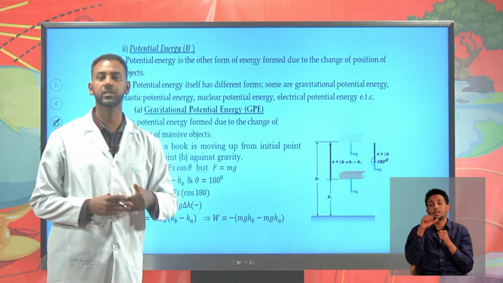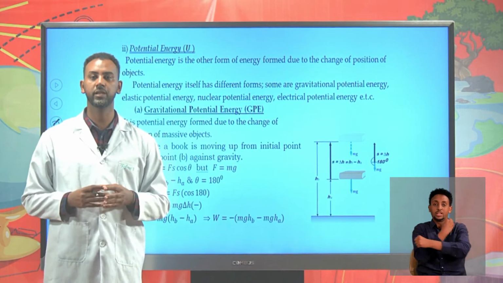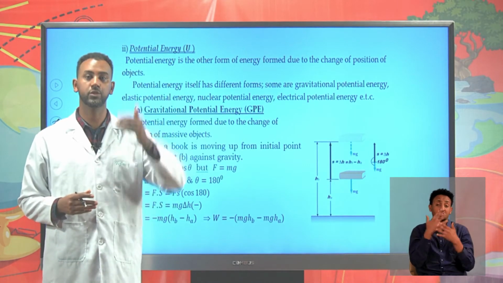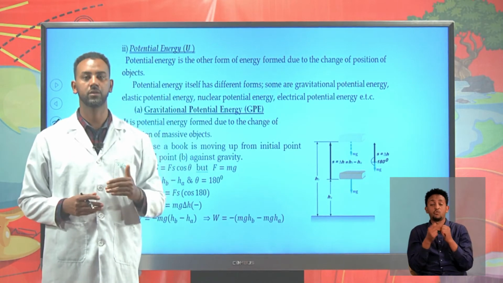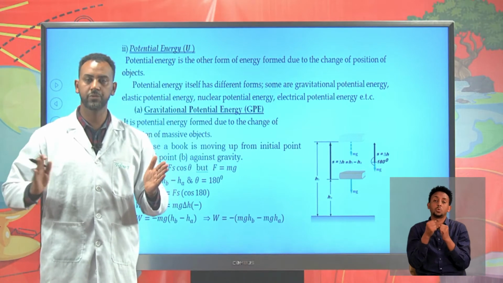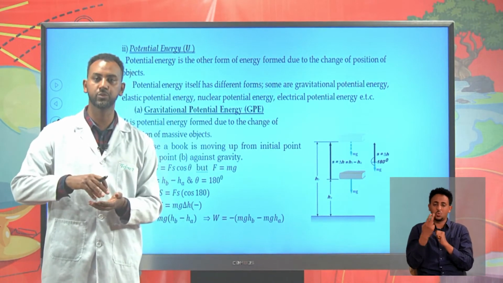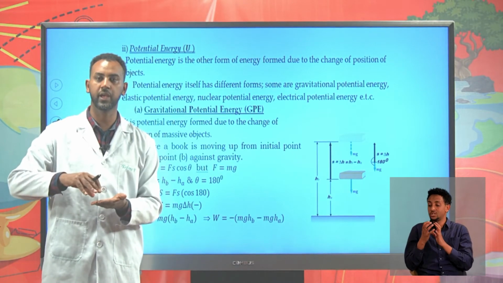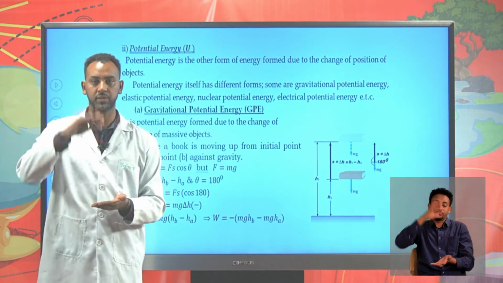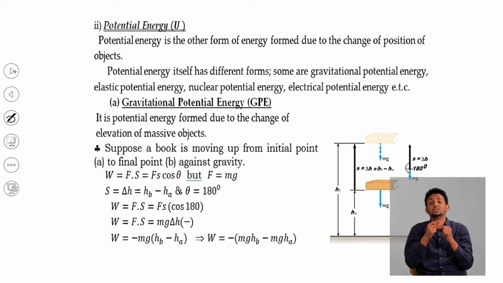The other form of energy is potential energy. Potential energy is a type of energy due to a change of position or a change of shape, like a spring. If you compress it, you are changing the position. Or if you move an object from a certain height to another height, from a certain elevation to another elevation, you are storing energy, and that energy is known as potential energy.